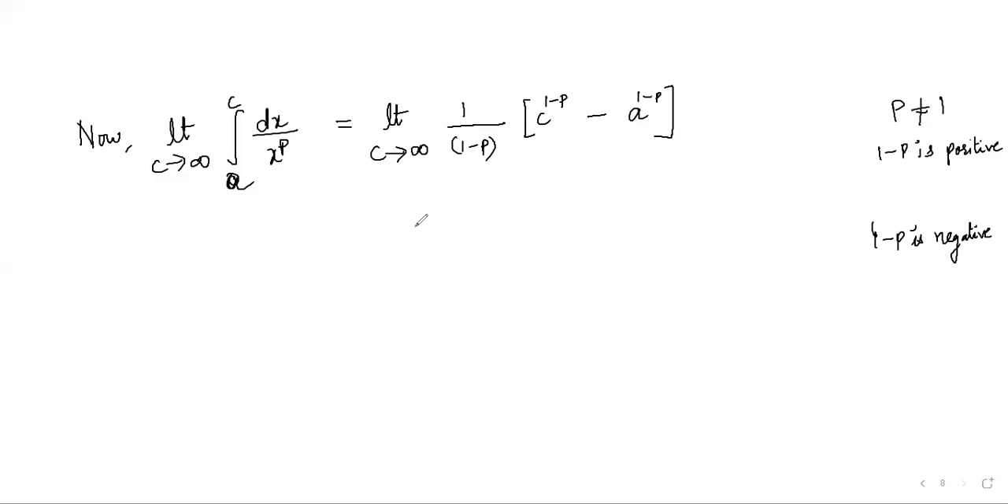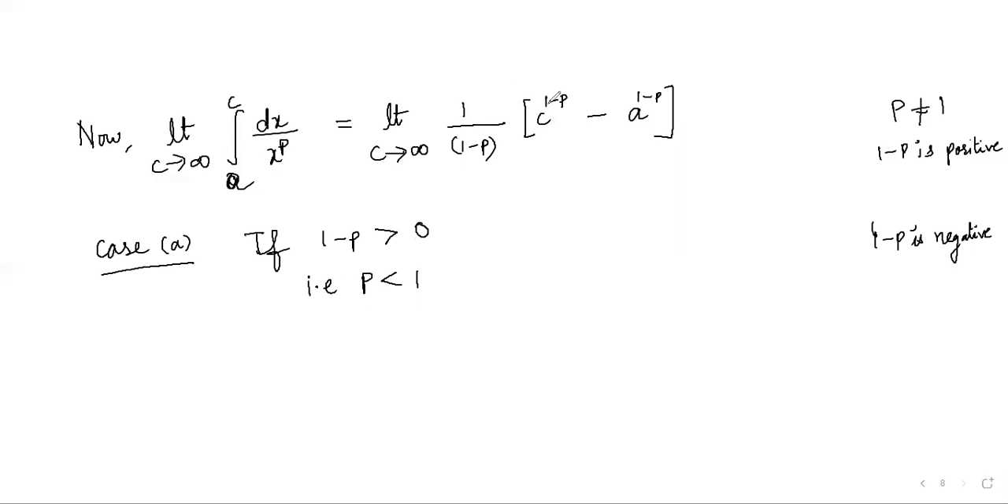So again here we need to consider two cases depending on the sign of this exponent 1 minus p. 1 minus p is positive, or 1 minus p is negative. So let us consider two cases. Let it be case A. If 1 minus p is positive, meaning 1 minus p is greater than 0, that is p is less than 1.